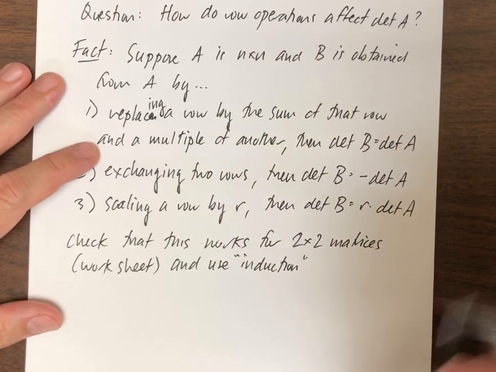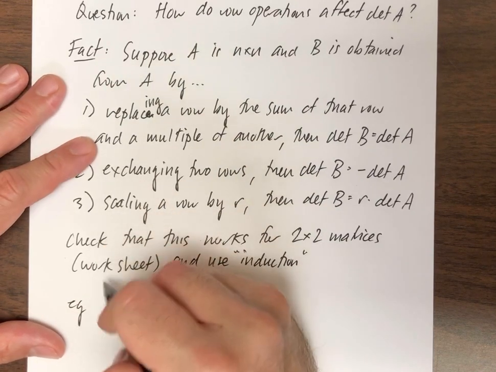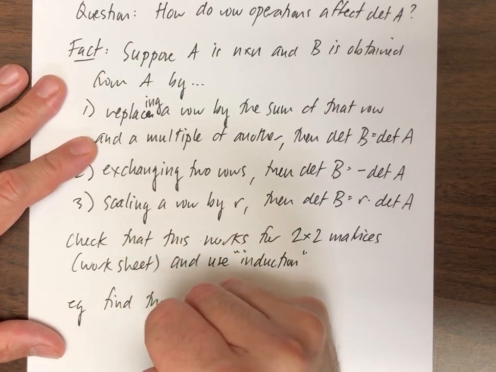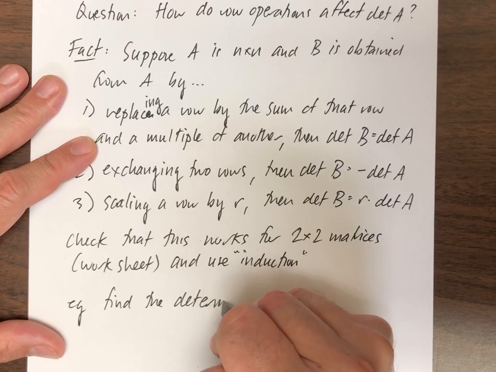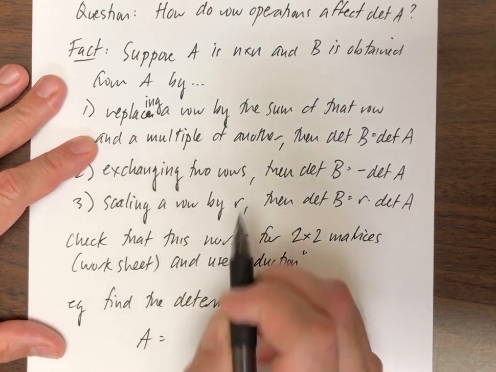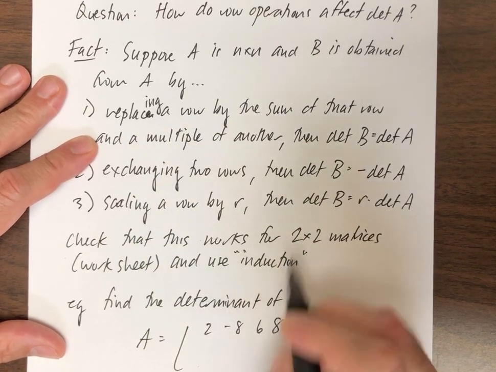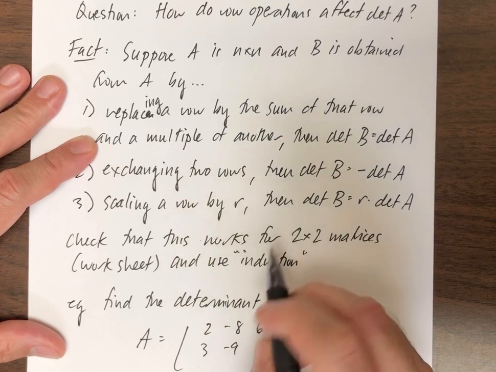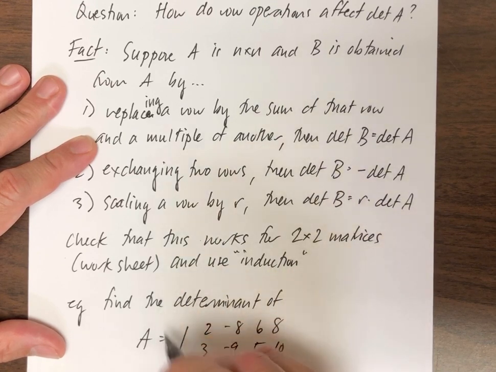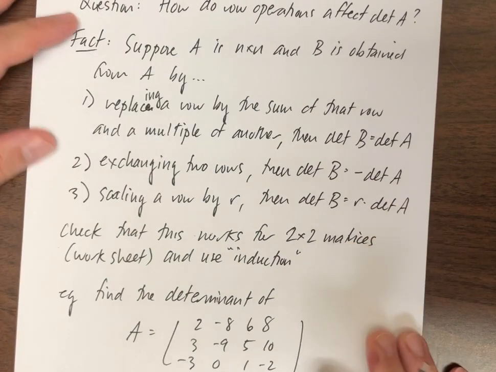But let me show you how this might be applied in practice. So, for example, let's find the determinant of, let's say A, I'm going to do a 4 by 4. So 2, minus 8, 6, 8. 3, minus 9, 5, 10. Minus 3, 0, 1, minus 2. 1, minus 4, 0, 0. Okay. So this is a 4 by 4.